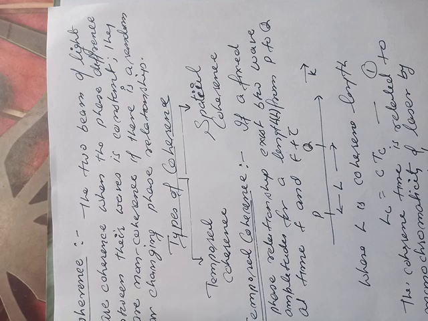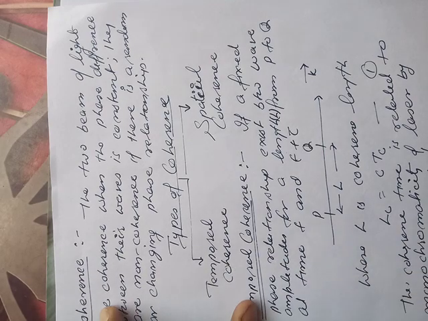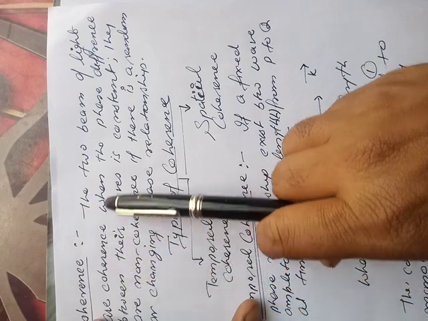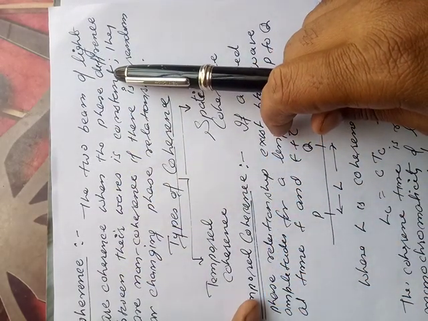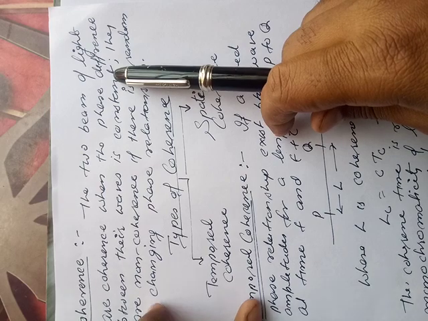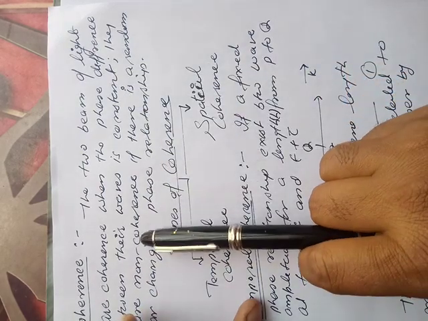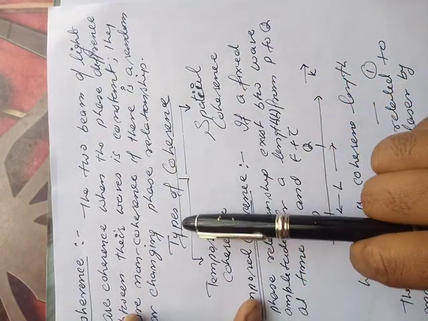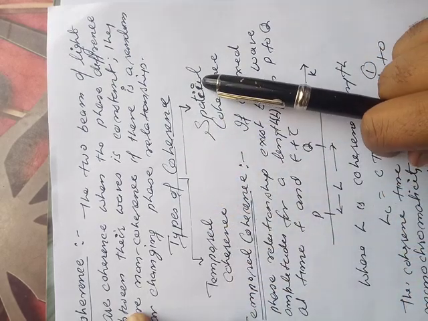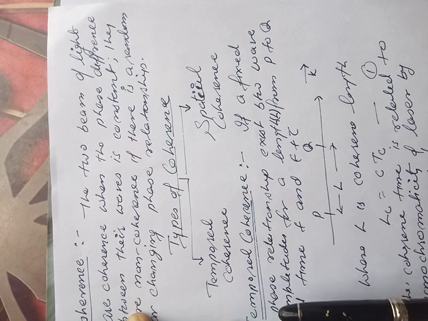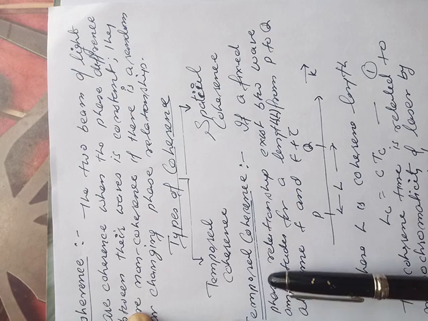Coherence of light. तो in case of a coherence of light, if the two beams of light are coherent when the phase difference between them is constant. अगर phase difference की वैल्यू constant रहती है तो coherence है, अगर variable और changing रहेगी तो non coherence होगा. Now types of coherence. Coherence are of two types, temporal coherence and spatial coherence. First of all, we will discuss in detail about the temporal coherence.